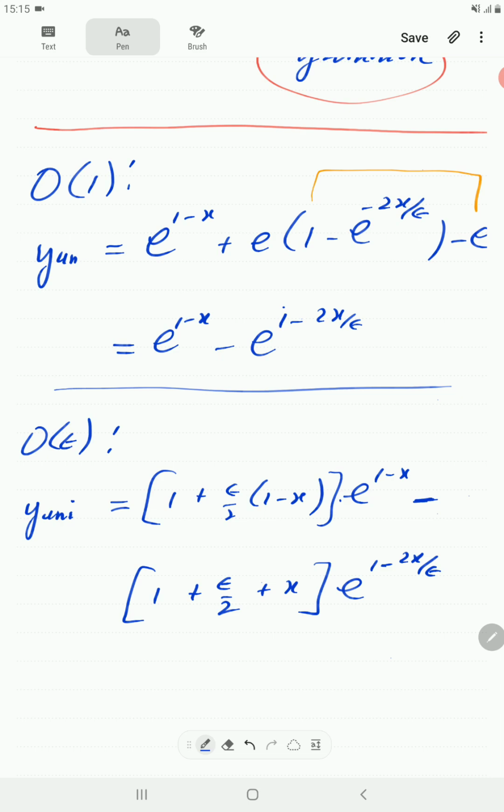Okay, in a subsequent video, we are actually going to see plots of how these two compare with each other and also compare with the exact solution. Yeah, so we're going to end that one here.